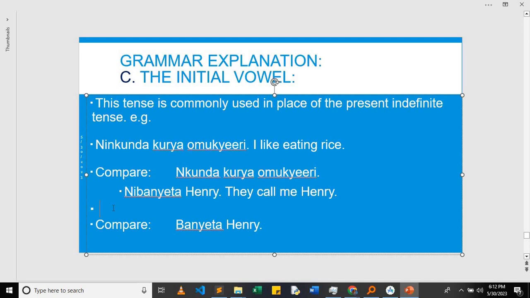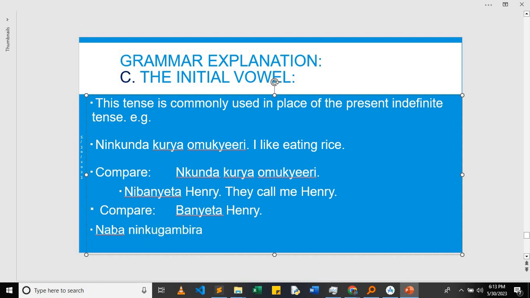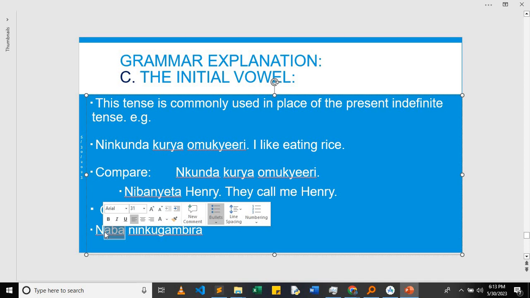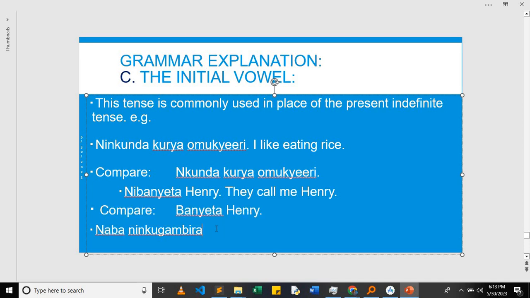Okay, I want you to help me here. I was telling you, you say naba ninkugambira. It is naba. Naba ninkugambira. Then, if it is I'm telling you, ninkugambira. Naba ninkugambira is because you said I was telling you. It is in the past.